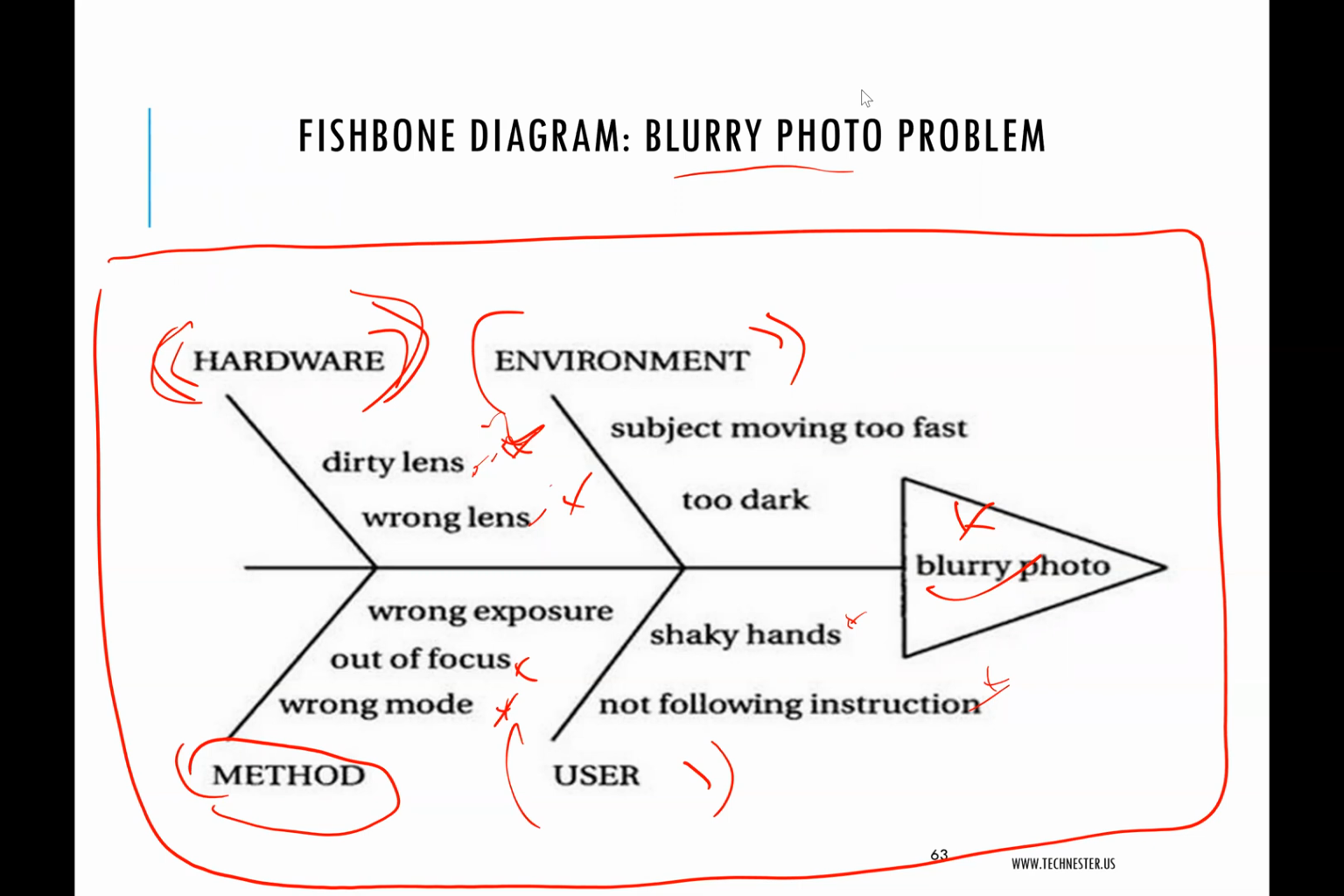Not the blurry photo. The blurry photo is just a symptom of the stakeholder having shaky hands and the object they are trying to snap is moving too fast. So you are still doing the same thing as the 5Y. You are trying to arrive at the root cause.